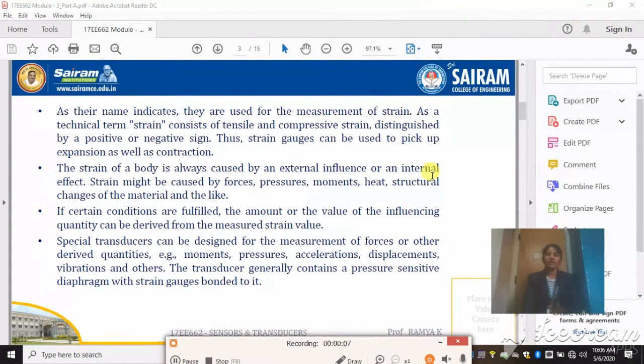Now we have seen the basic introduction: what exactly the strain gauge does, what the different types of strain are, how you identify the strain by a positive or negative sign, whether the object will get compressed or expand depending upon the nature of the force applied, what the strain gauge is used for, what a special transducer is, and what the special transducer comprises.